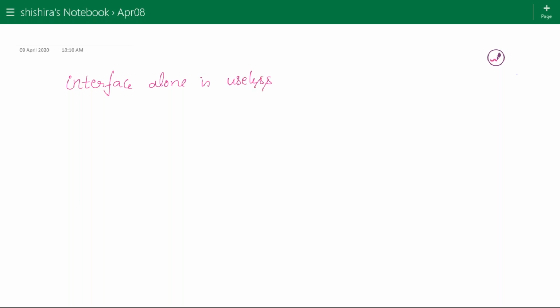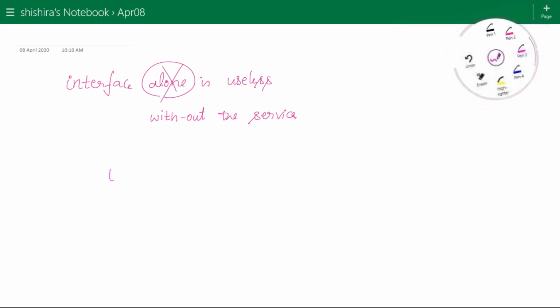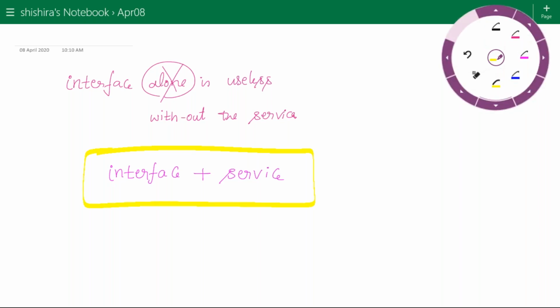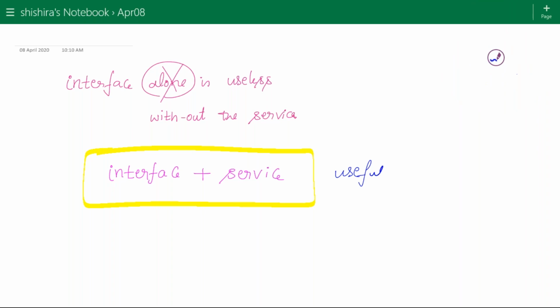Or rather than saying interface alone, interface without the service is literally useless. When you have an interface plus this service, then only it really makes sense. Literally, this is what is useful. Are you clear? So this is useless.